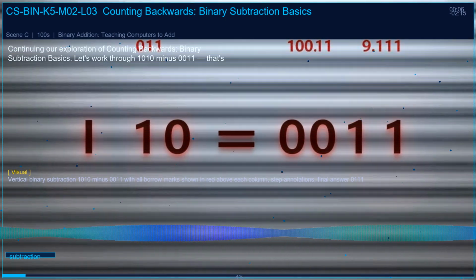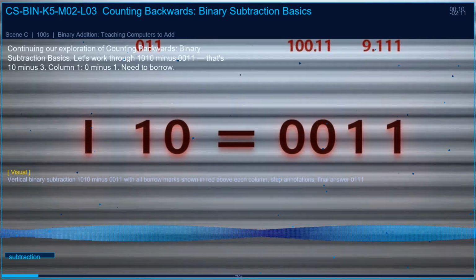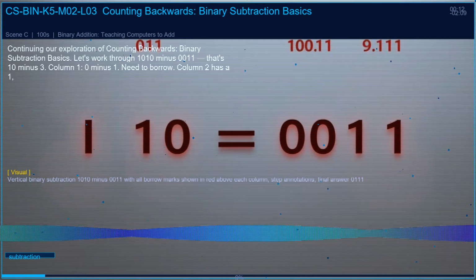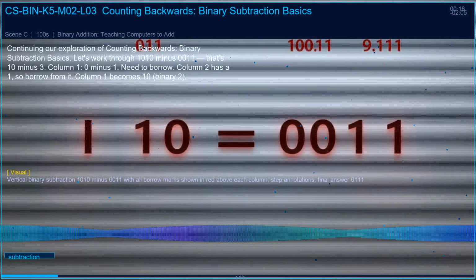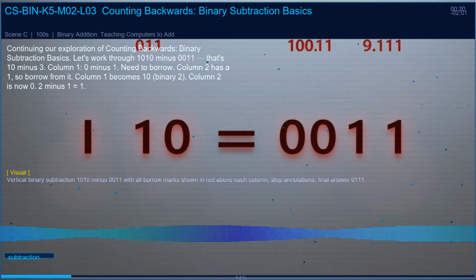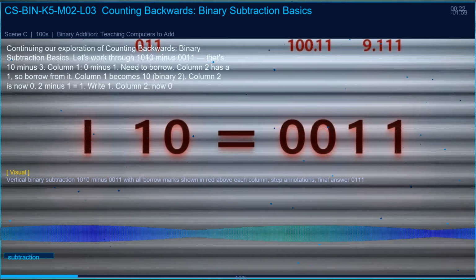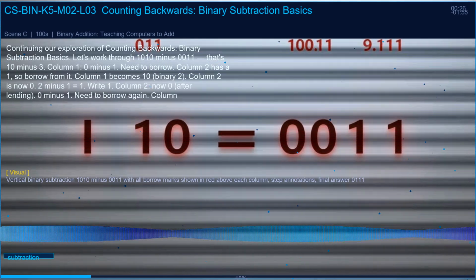Let's work through 1010 minus 0011, that's 10 minus 3. Column 1, 0 minus 1. Need to borrow. Column 2 has a 1, so borrow from it. Column 1 becomes 10, binary 2. Column 2 is now 0. 2 minus 1 equals 1.